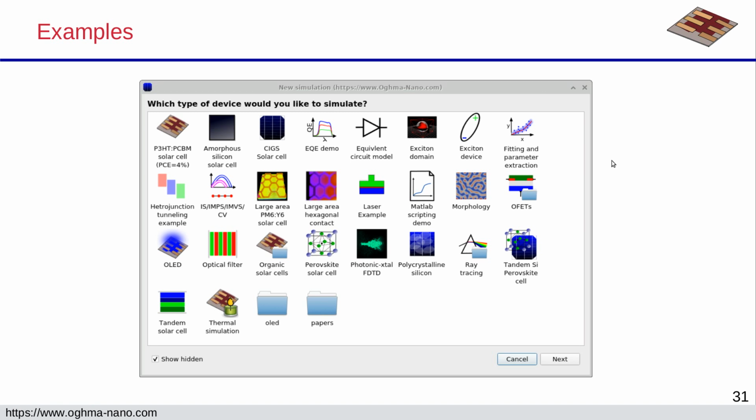So I hope that's a little introduction to the model. Hope you enjoyed that. Thank you very much for listening.